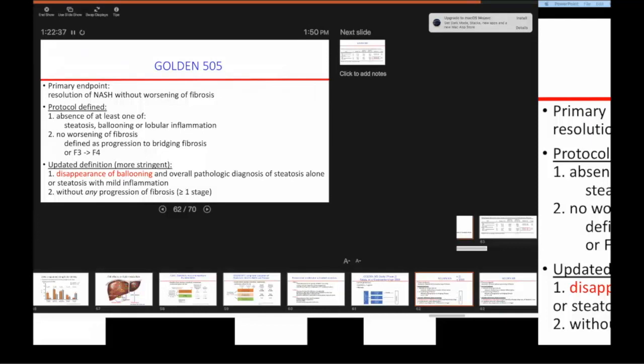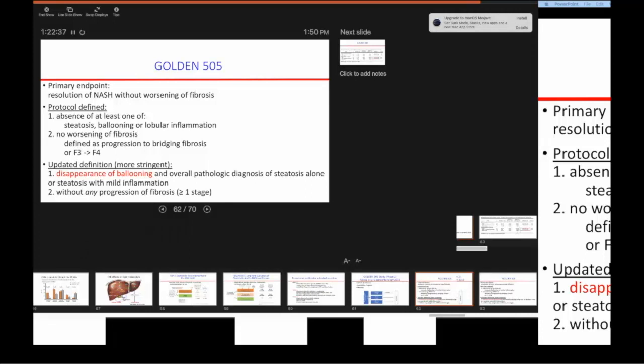So the primary endpoint was resolution of NASH without worsening of fibrosis. And protocol defined is that absence of at least 1 of steatosis, ballooning, or liver inflammation. And number 2, no worsening of fibrosis. Okay. Then later they changed it to be a little bit more stringent, with disappearance of ballooning and overall pathological diagnosis of steatosis alone. So that is resolution of NASH.